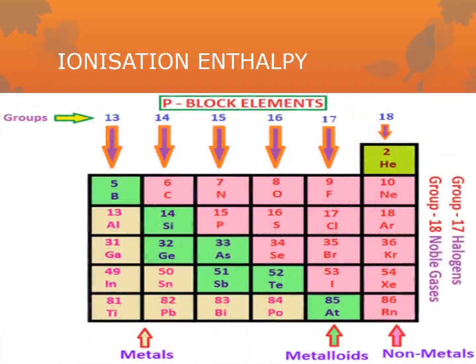Now, we have seen the electronic configuration. What is the electronic configuration? ns2 np1, ns2 np2, ns2 np3, ns2 np4, ns2 np5. These are the electronic configurations of groups 13, 14, 15, 16, 17.